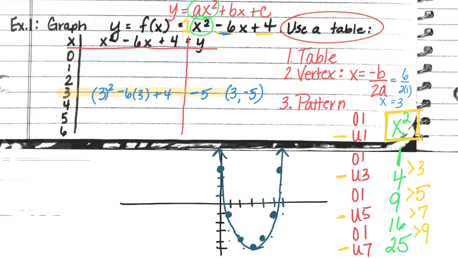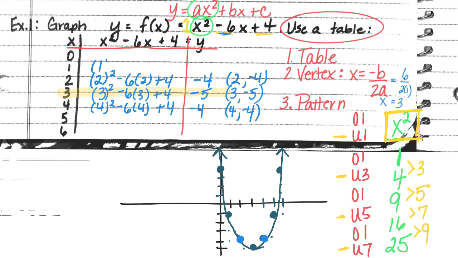Now, I can check that because I can just plug in numbers. 2 squared minus 6 times 2 plus 4. Well, 4 minus 12 is -8, plus 4 is -4. And over here, if I have 4 squared minus 6 times 4 plus 4, 16 minus 24 is also -8. And notice that's where we get these points, 2, -4, and 4, -4, which were these points right here, 2, -4, and 4, -4.